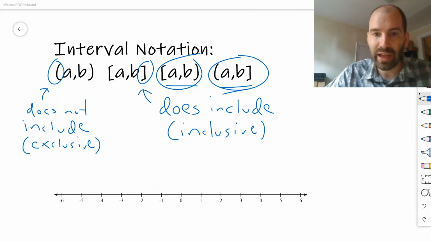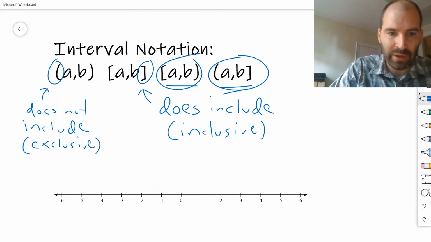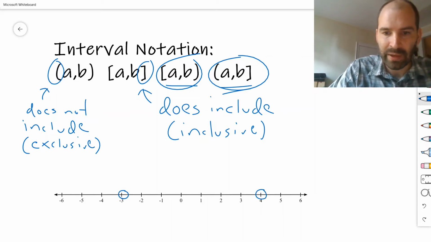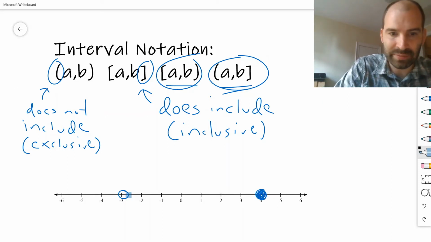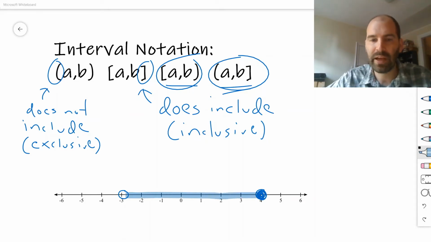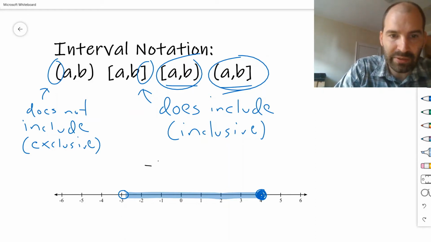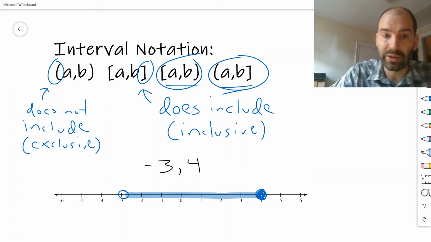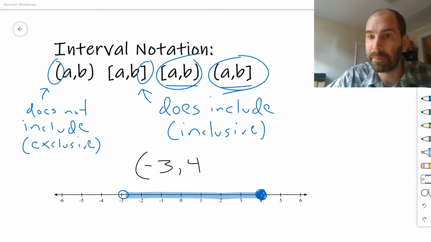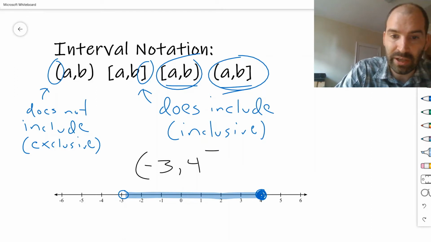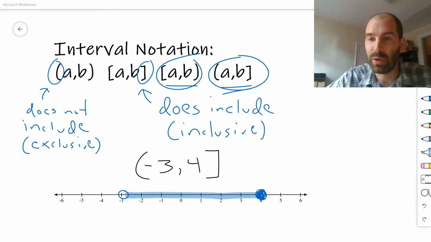Okay, so let's take a look at an example here. Let's look at the interval that goes from -3 up to +4, and let's say it includes 4 and excludes -3. So I'm going to draw it like this. Okay, so here we've graphed it. How would we write that as an interval? Well, it begins at -3 and it goes up to 4. It does not include -3, so I use a round bracket, but it does include 4, so I use a square bracket. And that's how we would write that.